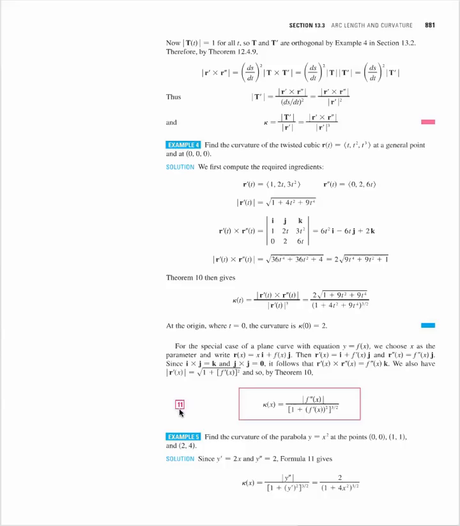And Theorem 11, or box 11 rather, is another formula for curvature, which is really specific to the case where you have a plane curve with equation y equals f of x, where this is parameterized in terms of x equals x, y equals f of x. And this can be useful for some cases. Do read the discussion and understand the formula. Example 5 shows it in action, which is nice.